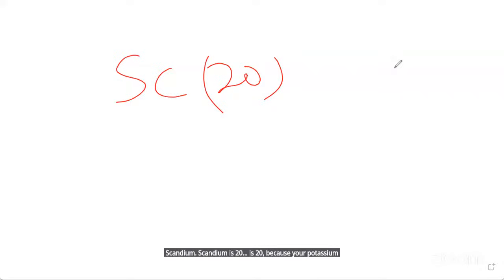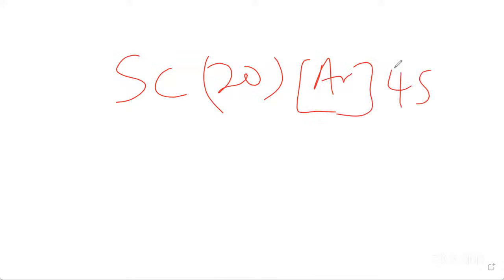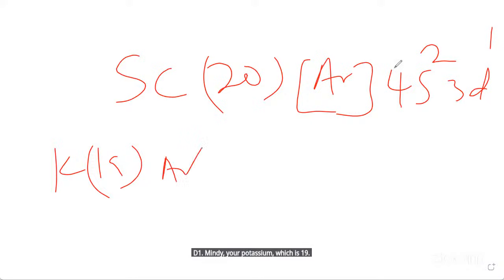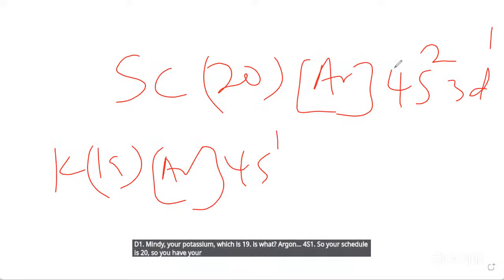From our calcium, which is 20, the next one, we are now entering the transition elements. You have your scandium. Scandium is 21, because your potassium is 19. So for scandium, you can now write argon 4s2. After your 4s, the next one is your 3d1. Mind you, your potassium, which is 19, is argon 4s1. So your scandium is argon 4s2, 3d1.